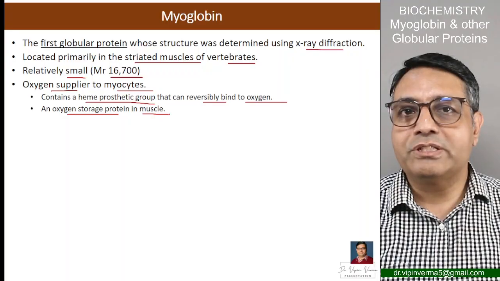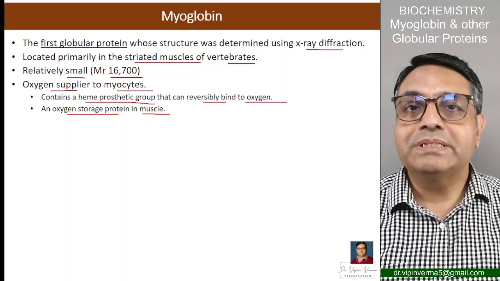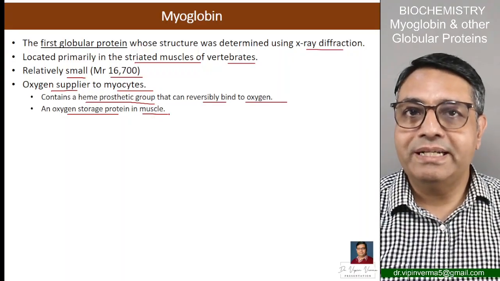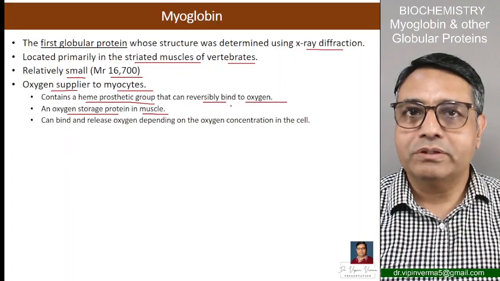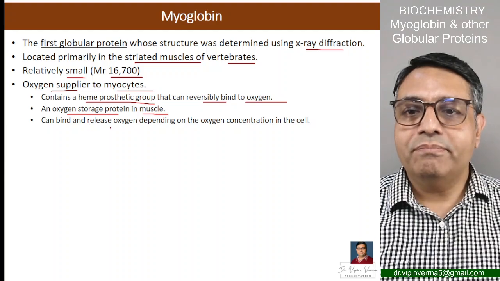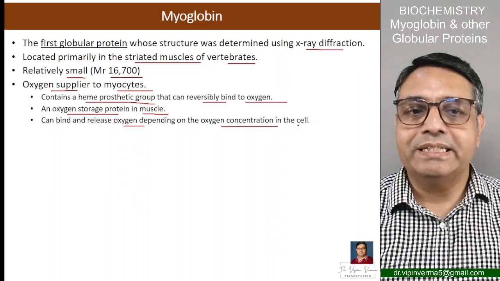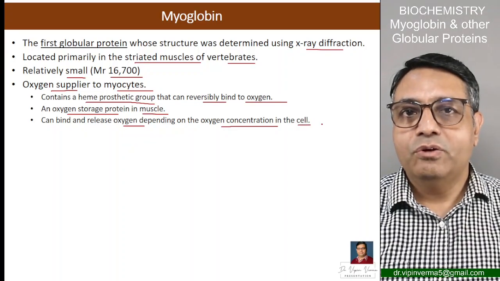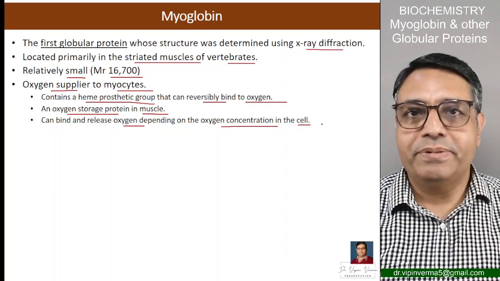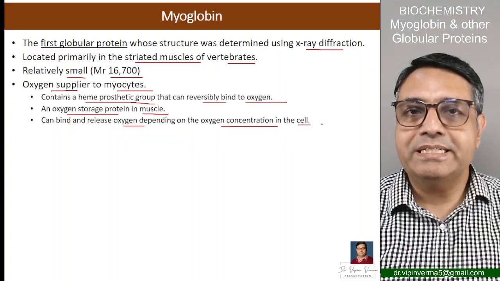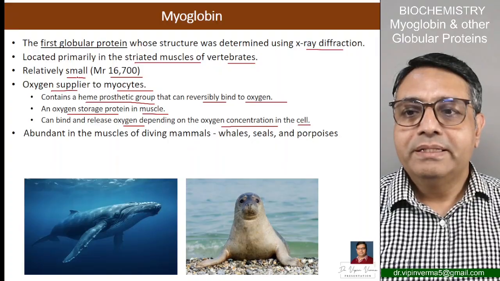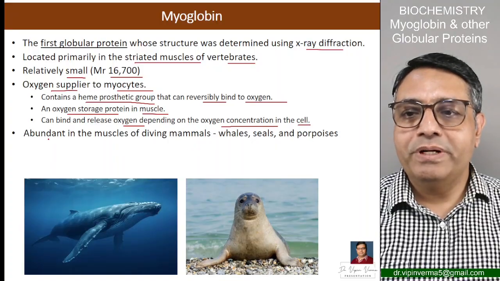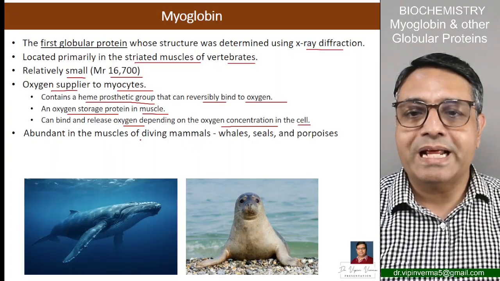So basically it stores the oxygen, and whenever muscles need the oxygen it releases it, because it can reversibly bind to oxygen. Now it can provide oxygen depending on the oxygen concentration in the cell. If the concentration is lower, it's pretty natural that oxygen will be released, but if the oxygen is high, it will store it. This particular protein, myoglobin, is abundant in the muscles of the diving mammals.